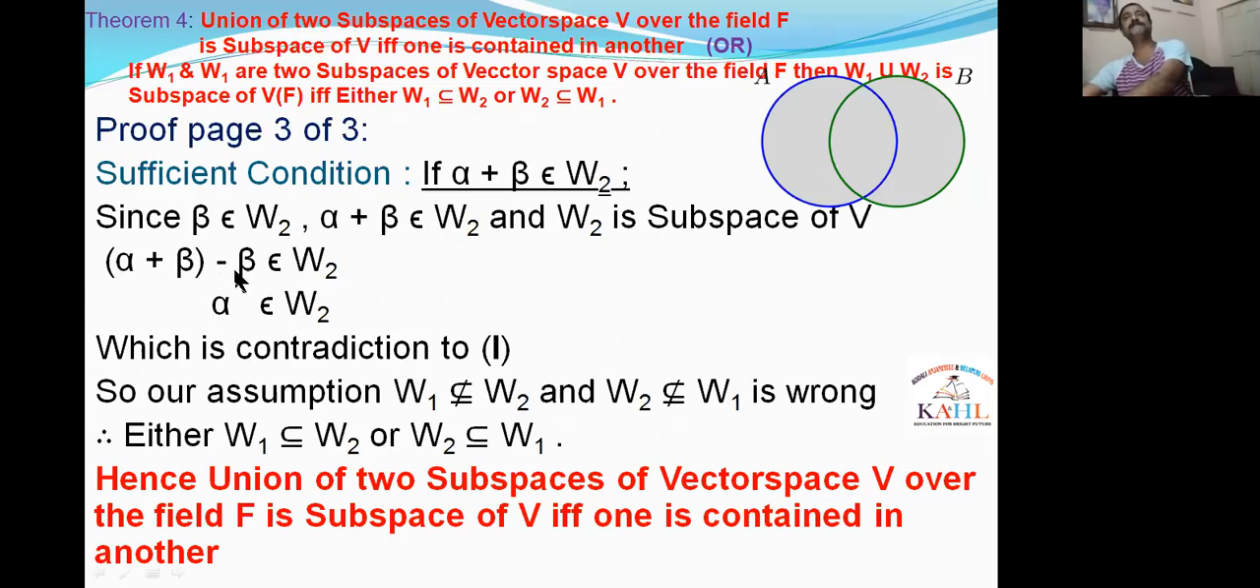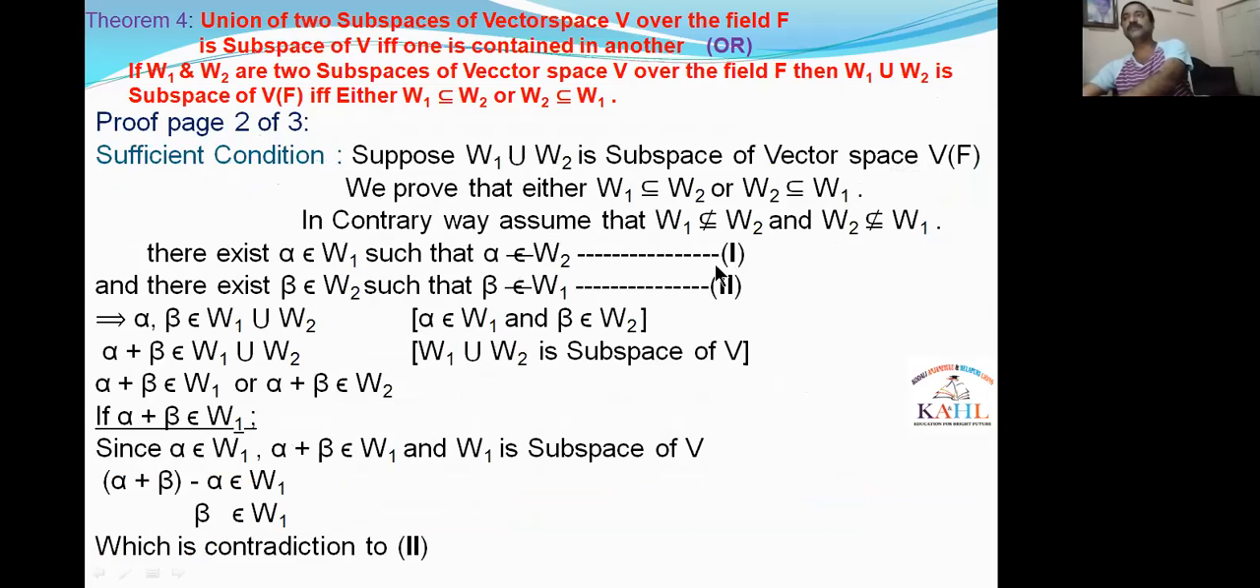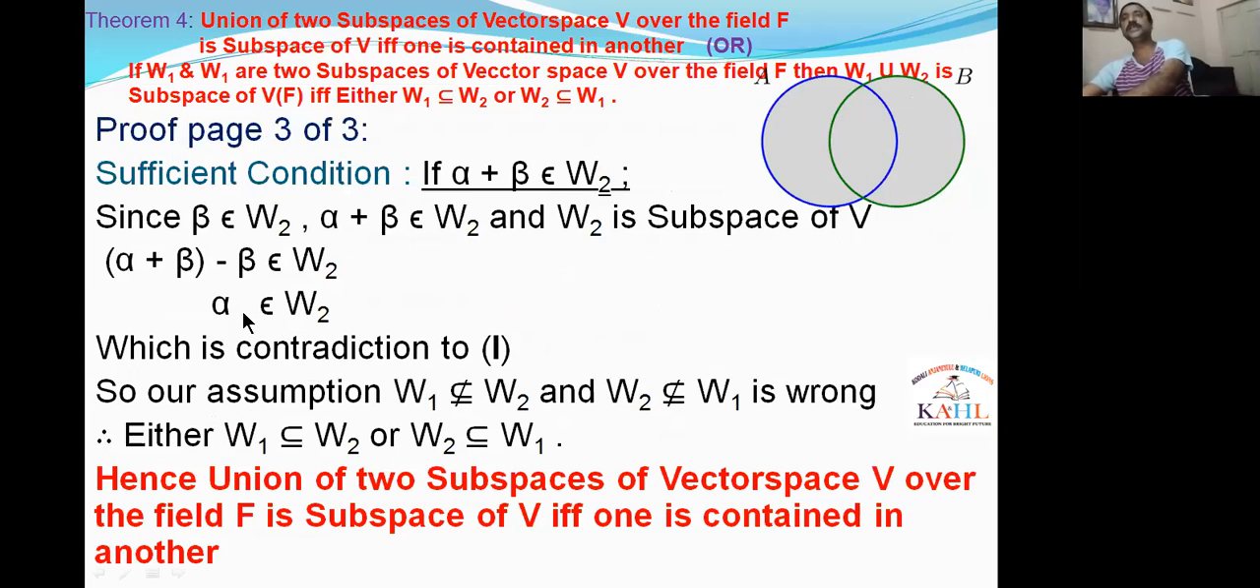This is the subgroup condition. Plus beta minus beta will cancel, then alpha remains. That means alpha belongs to W2, which is a contradiction to 1. What is 1? Here is 1: alpha does not belong to W2. But what did we get here? Alpha belongs to W2, which is a contradiction. In this way also we got a contradiction.